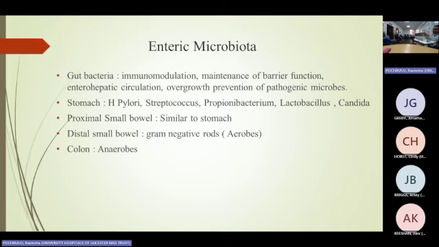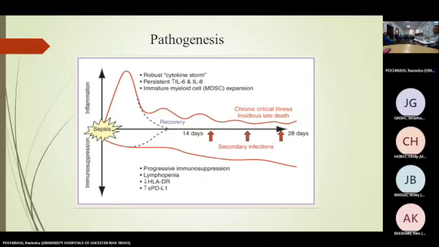And then as you go down, the contents in the bowel become more and more alkaline, and that favors the growth of gram-negative aerobic bacteria like E. coli. And then when you go from distal small bowel to large bowel, there is a transition from aerobes to anaerobes. So 60 to 70% of the bugs that are there in the colon are anaerobes, mainly Bacteroides. So that is just a brief overview of the pathogenesis.